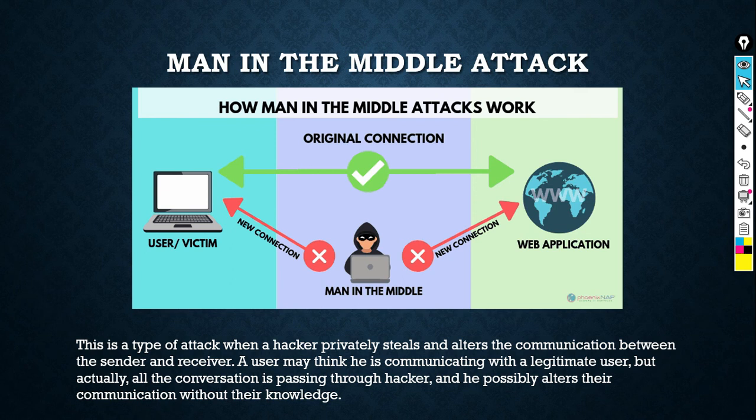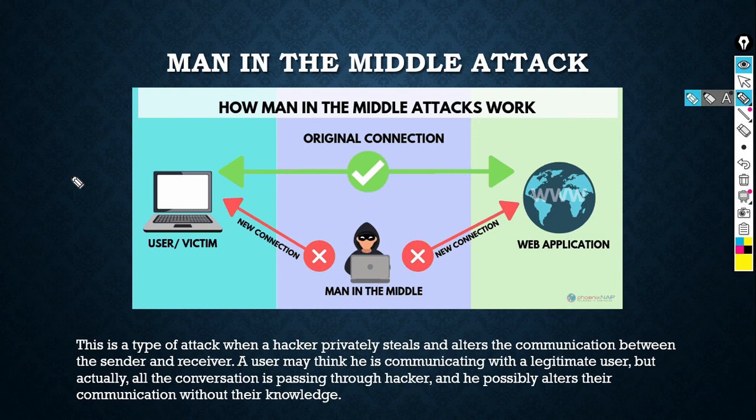Man in the middle attack. How the man in the middle attack works. Now, this is a situation where someone impersonates someone else. This type of attack is where the hackers privately steal and alter the communication between a sender and receiver. For instance, WhatsApp says your chat has end-to-end encryption.